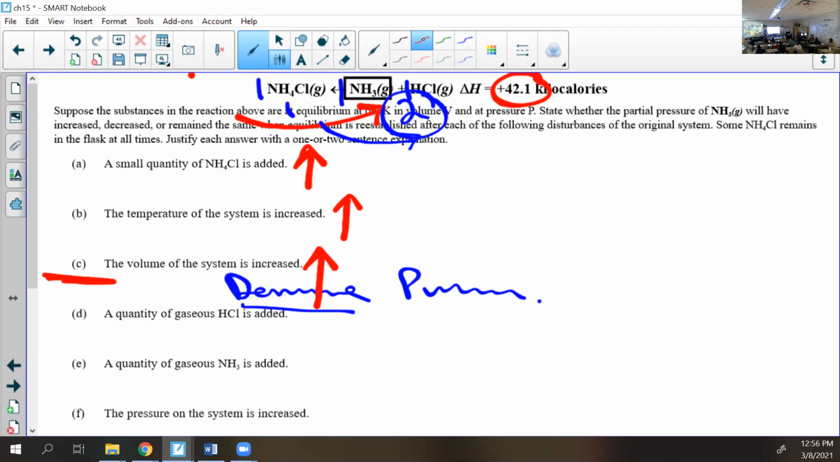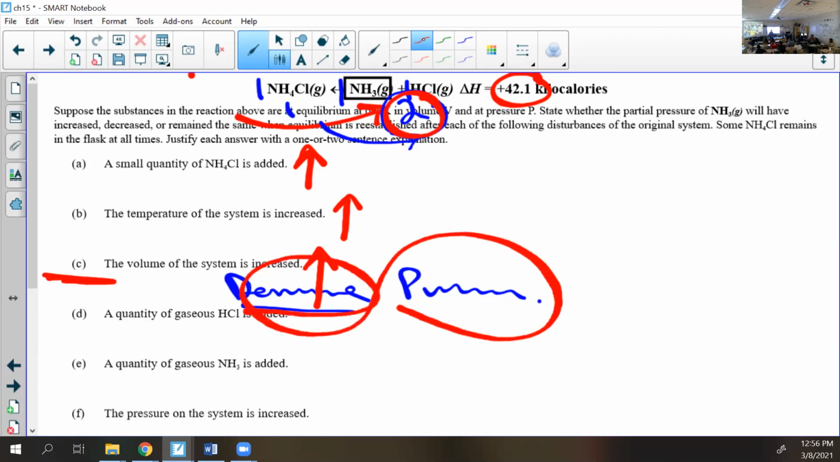If I decrease the pressure, I go towards the side with a larger number of gaseous moles. NH3 is on the side with more, so that's where it goes up. If I decrease the pressure, I go towards the side that needs more room. That would be the 2 rather than the 1. So I go towards NH3, which made it go up.